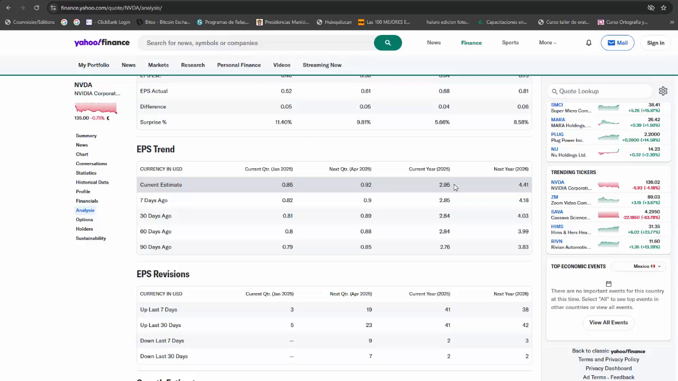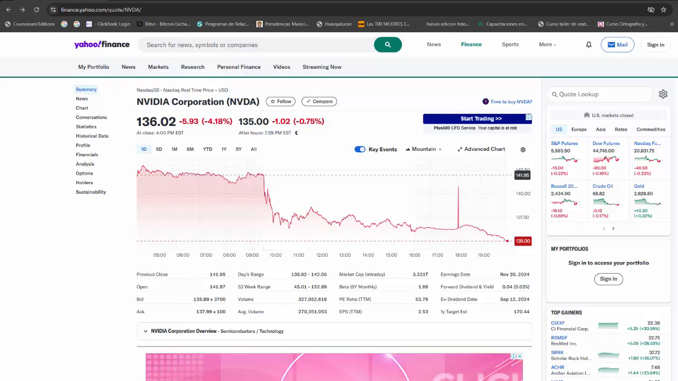And not only that, but you can see that in the past 90 days, the expectation for this year has gone from 2.76 to 2.95. So it's growing a lot. And this is what you want to see. You want to see projections that keep increasing in time. Okay, so now that we have this information, let's put it all together to come to a conclusion.